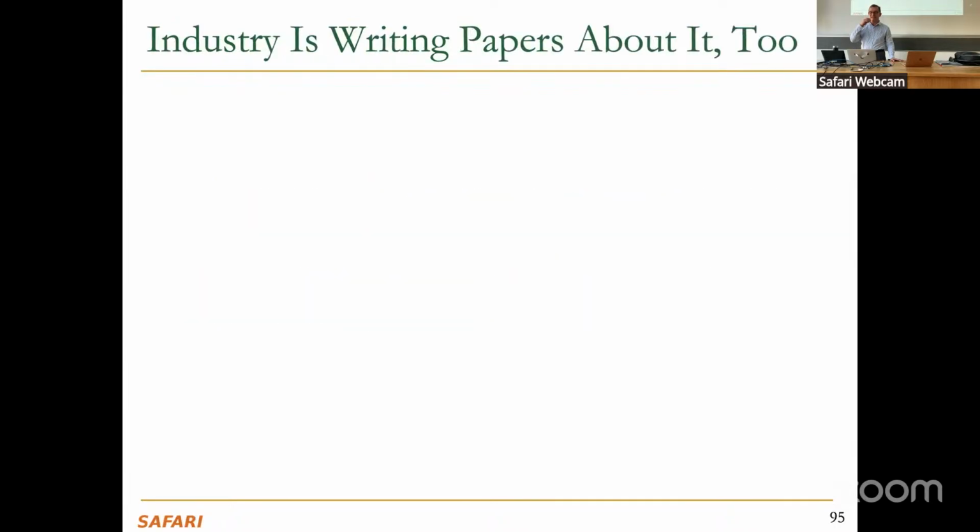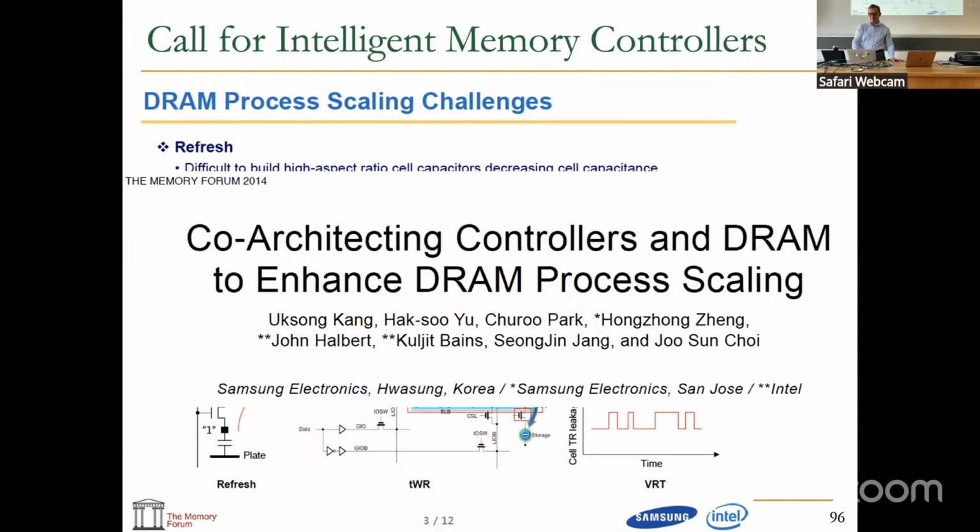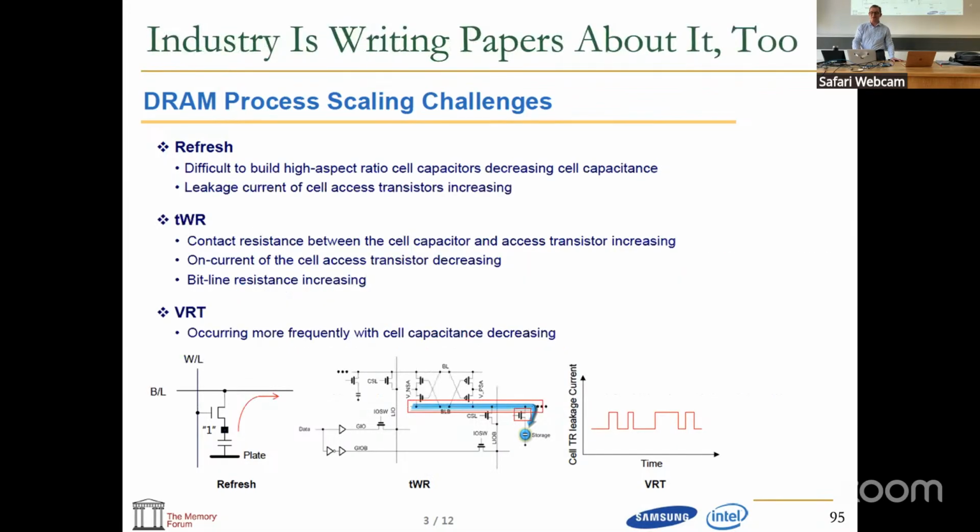Okay. I should also say that this is an area where industry has been writing papers about it too. This is another paper that I would recommend in addition to that SK Hynix paper that I mentioned. This is a relatively early paper, from 2014. There were some forward-looking people at Samsung and Intel who got together and wrote a paper. We organized a workshop, actually, I don't remember, the memory forum at ISCA in 2014. And we invited them to write this paper. And they were actually very positive in writing this paper.